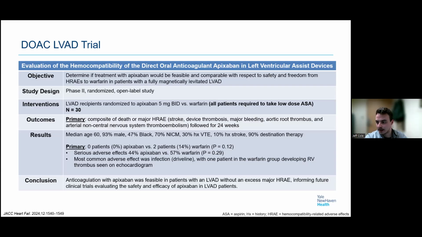For the HVAD study with dabigatran, they were followed for 8.5 months, compared to this study, where they were followed for 24 weeks or 6 months. So we could have seen more adverse effects if these patients were followed for longer. It is very good for looking at feasibility, but I'm noting that there are some limitations with it.